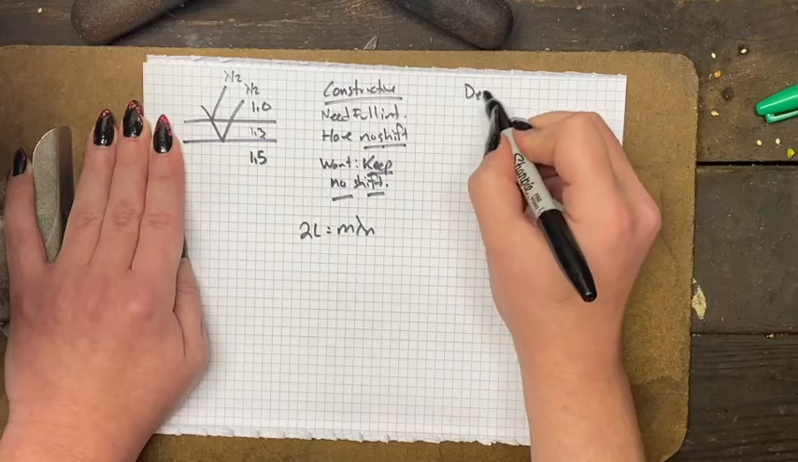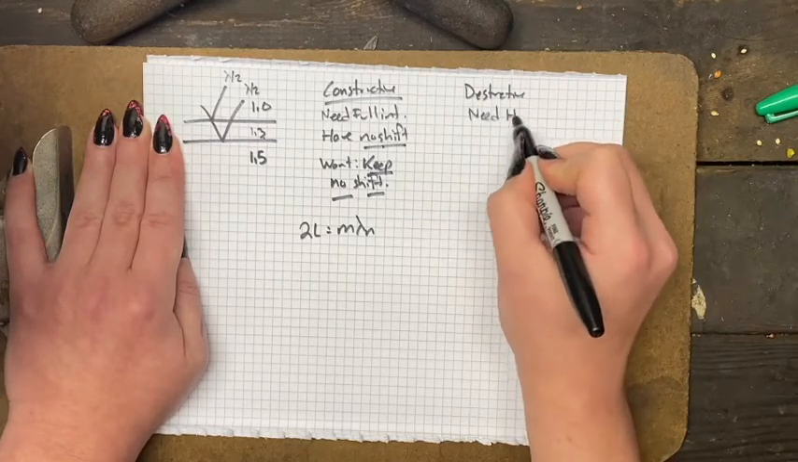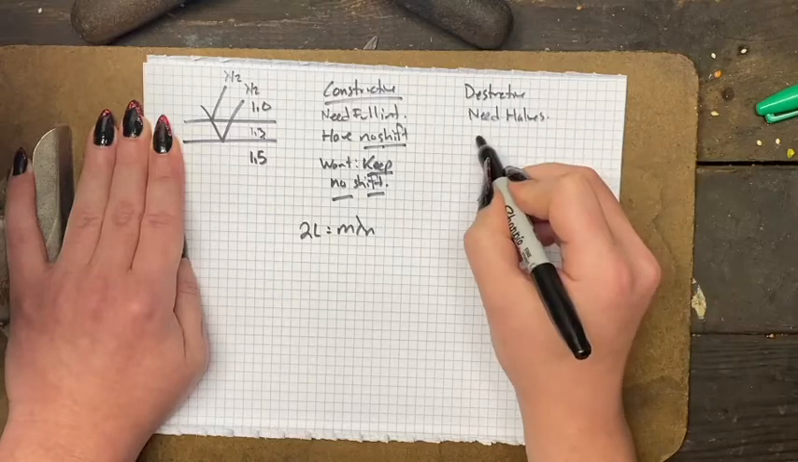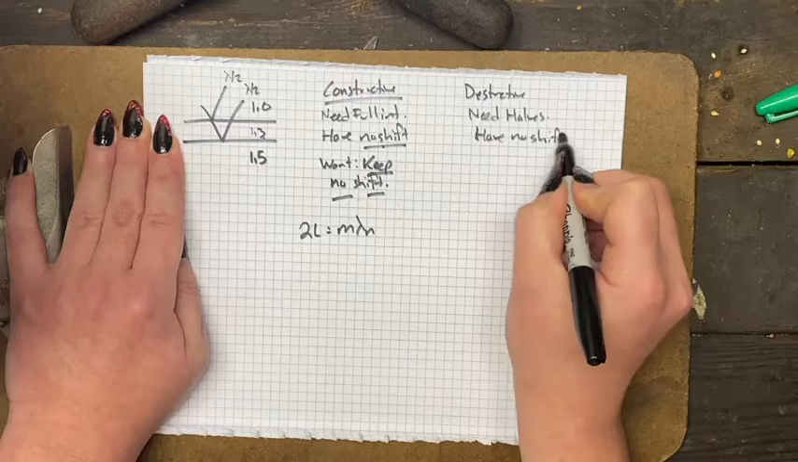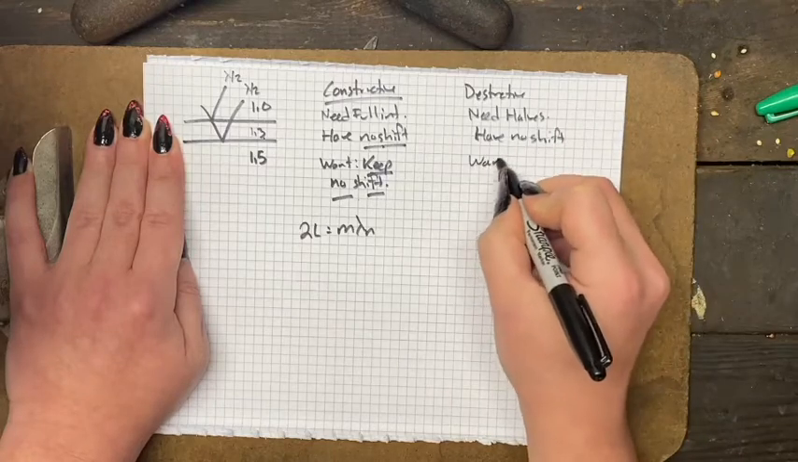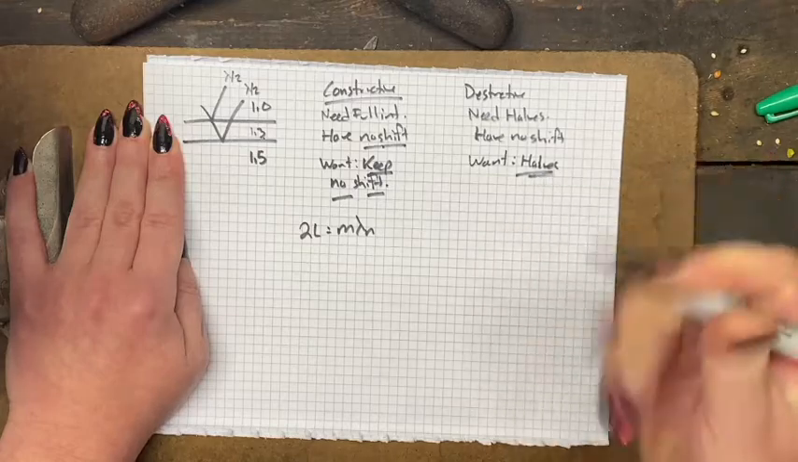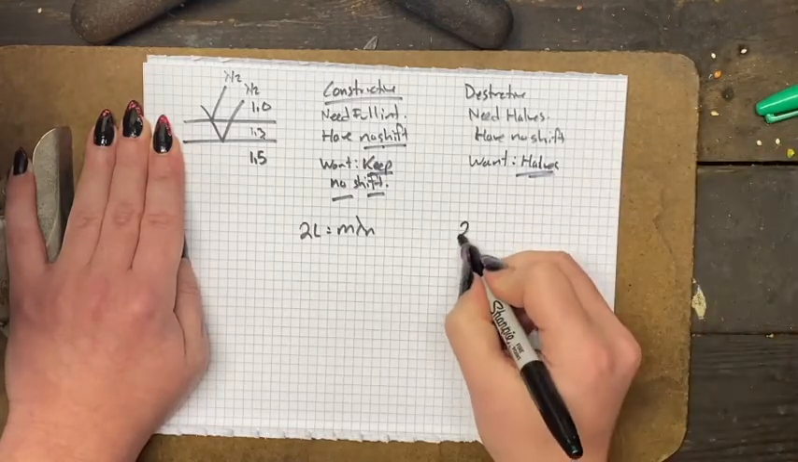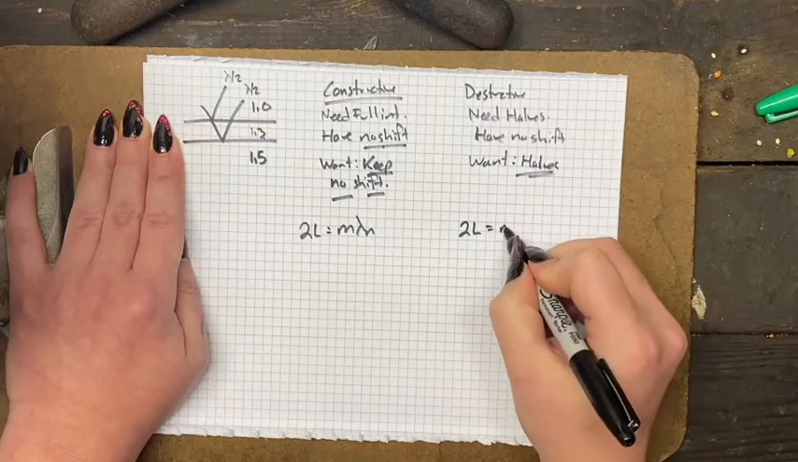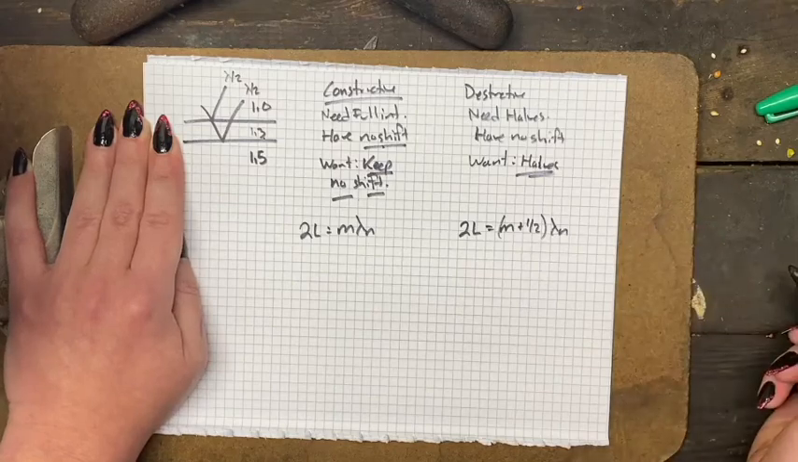Okay, if we want a destructive, you need halves. You have none. So what do you want? Halves. I need something to give me that half to split everything out, make it destructive. So I would use that form of the equation.